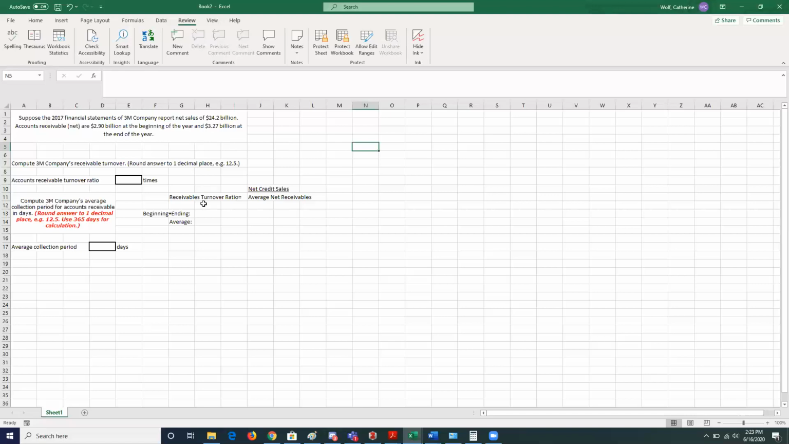So the first thing that we're going to do is exactly that. We're going to add the 2.9 billion at the beginning of the year plus the 3.27 billion at the end of the year. Then we're going to average it out. And so for everyone who remembers second grade math, we're going to do 6.17 divided by 2. And that's 3.085.